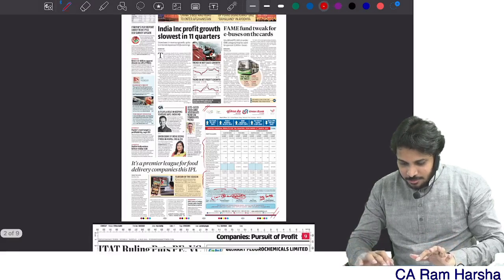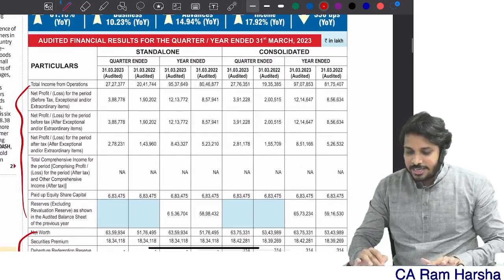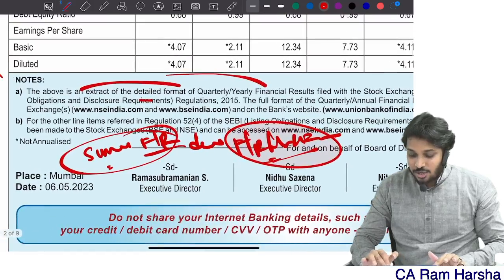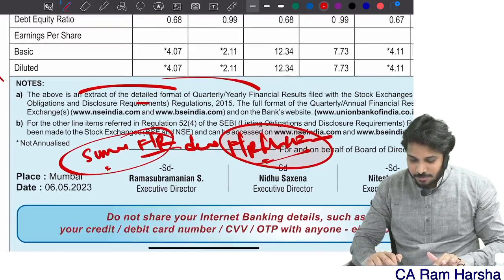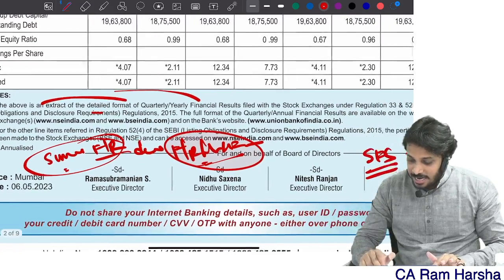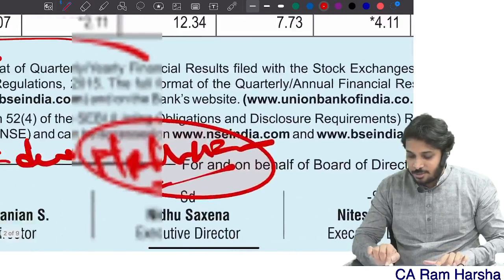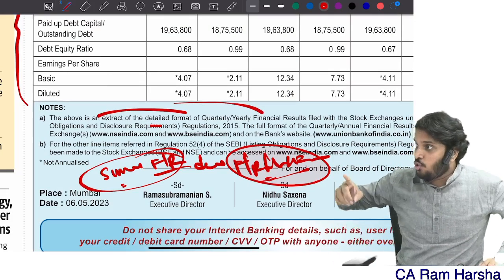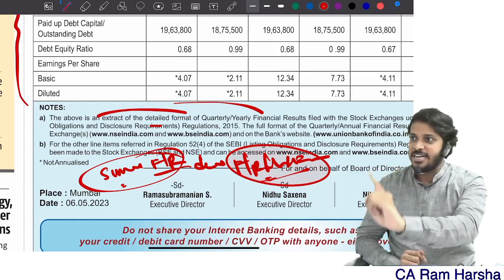For your information, I am showing you summary financial statements just for your idea. Audited financial results, but here it is only a summary. The above is an extract of the detailed financial results that is filed with the stock exchange. And the detailed financials, the full format of audited financial statements, are available on the website. The standard has a requirement: to whomever you are giving summary financial statements, they must have access to the complete set.